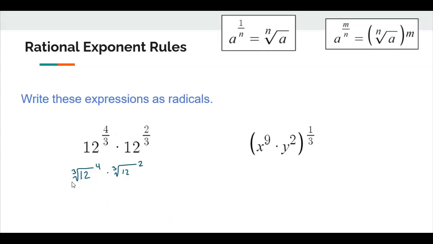But if you look at this bit right here, we can say 3 root 12 is just x. We can put in a variable for it if we want to. And then we're just looking at x to the 4th times x squared, right? This is x and this is x again. We know how to simplify that. That's just x to the 6th. 4 plus 2 is 6. So what this really becomes is cube root 12 to the 6th.